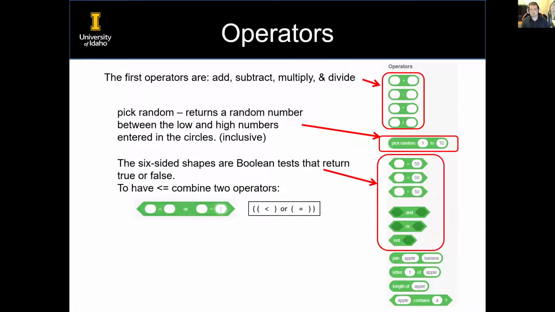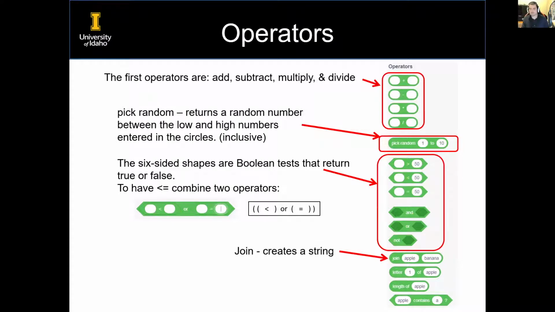The six-sided ones, like I said, are Boolean tests. These have true, false. You can create combos. To have a less than or equal to, you actually have to do a weird combination of is it less than or is it equal to, which when you say it, less than or equal to, it actually makes sense, but building it, you're like, that's just a little ungainly and awkward.